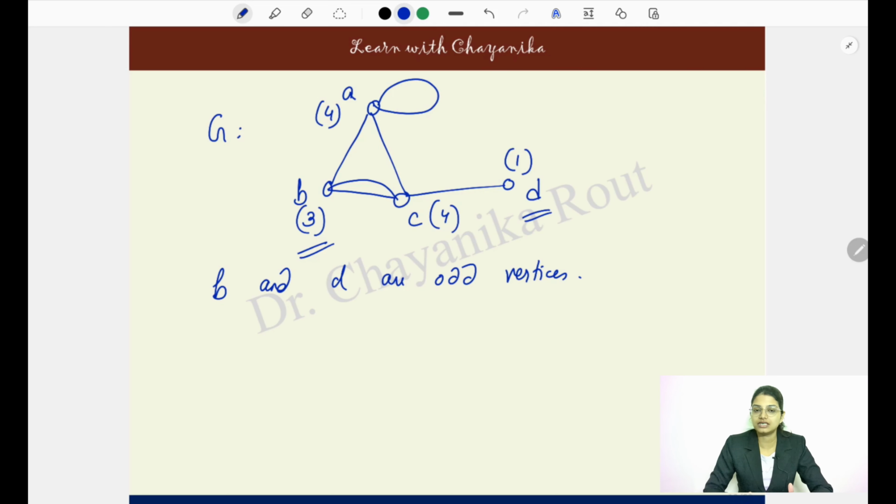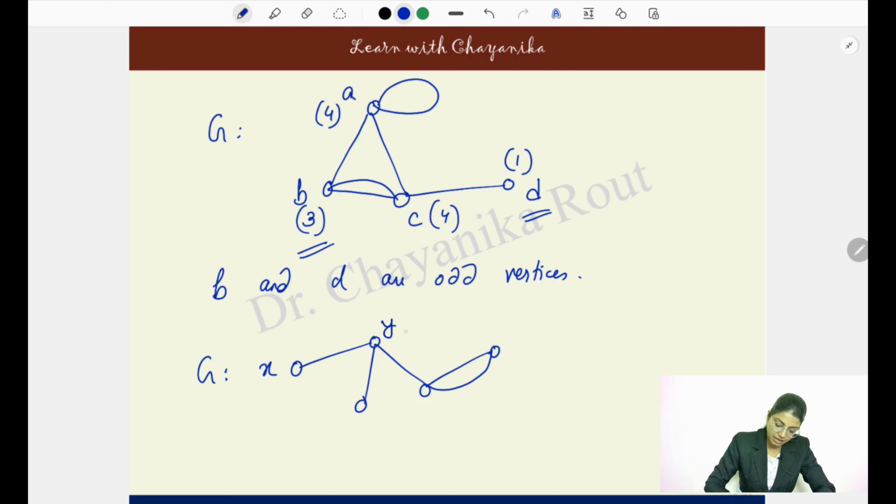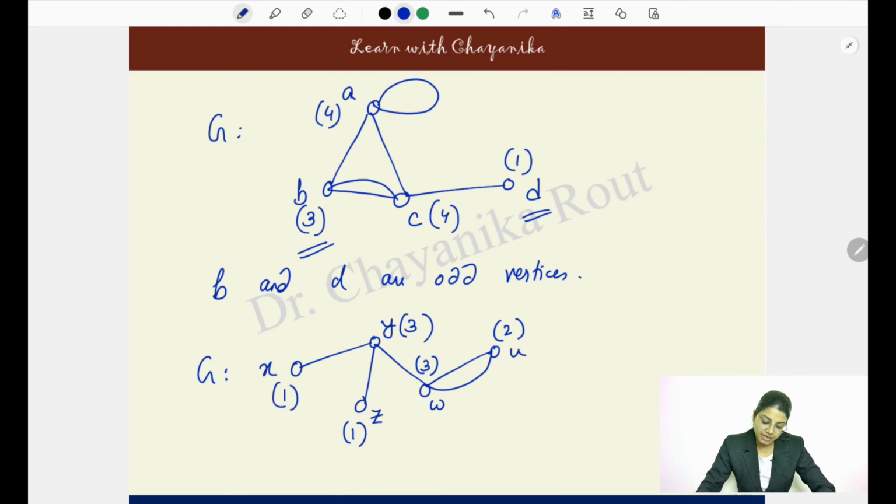So here we have 2 odd vertices. You can take any graph you want. Suppose this is my graph G where the vertices are x, y, z, w, u. The degrees are: x has degree 1, y has degree 3, z has degree 1, w has degree 3 and u has degree 2. In this graph there are 5 vertices in total, out of which u is the even vertex and each of x, y, z, w is an odd vertex. So how many odd vertices do we have? 4. This count is always even. The number of odd vertices in a graph is always even. This is what we need to prove, and we will prove it by applying the degree sum formula.